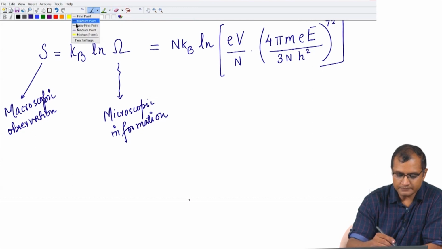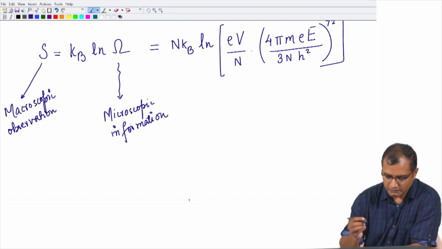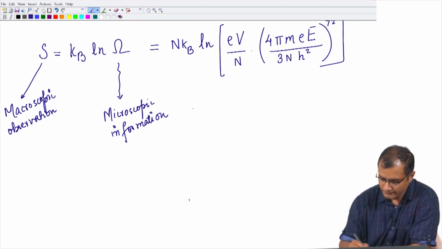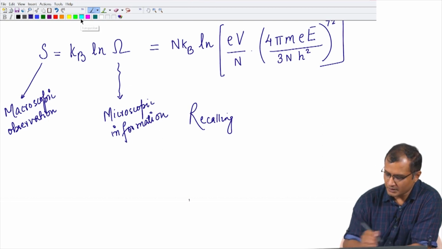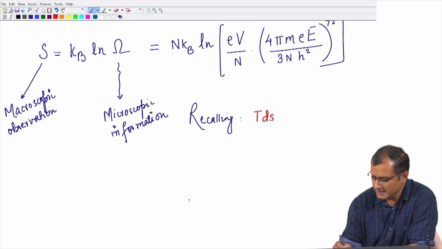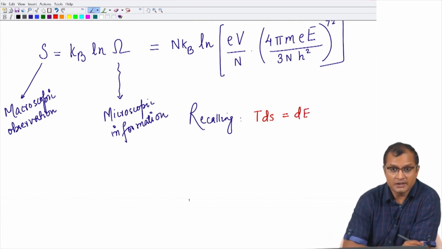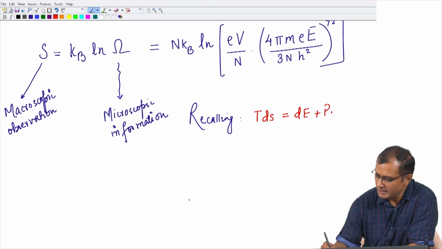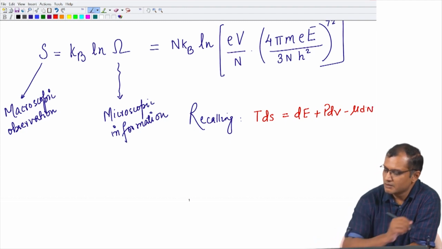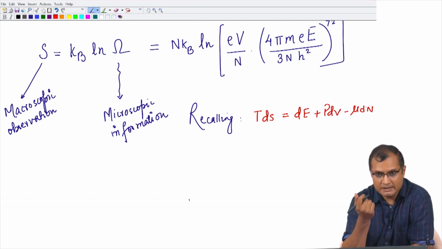So if you recall the first law of thermodynamics, I am going to write down the first law of thermodynamics as TdS, the heat given to the system, equals the change in internal energy plus work done by the system. It may expand, and let us also include some chemical work or minus mu dN. Okay. Now, mu here is the chemical potential.